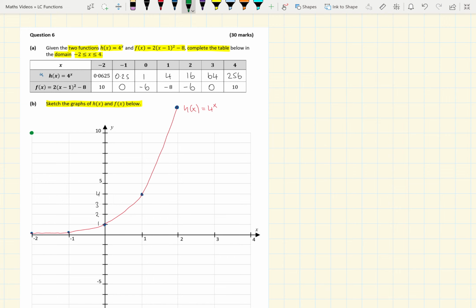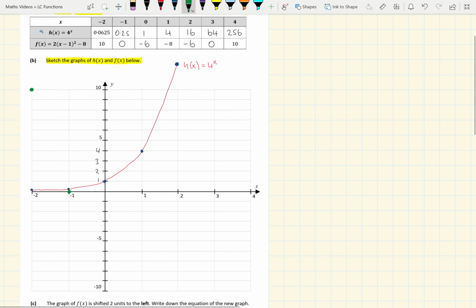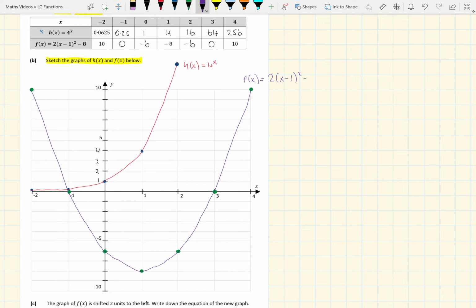I have -1, 0. 0, -6, 1, -8, 2, -6, then we have 3, 0, and then I have 4, 10. And same as before, we're going to join and then label. And there's f of x is equal to 2 times x minus 1 squared minus 8. And that's part B finished.